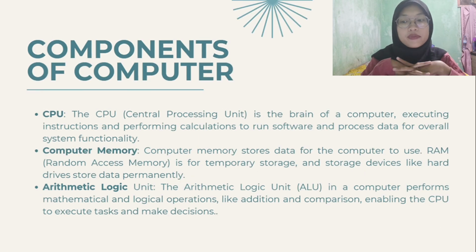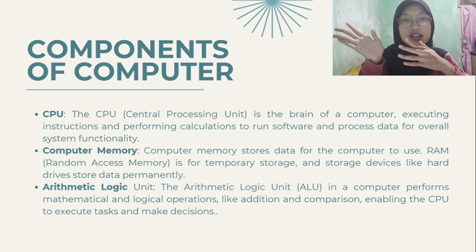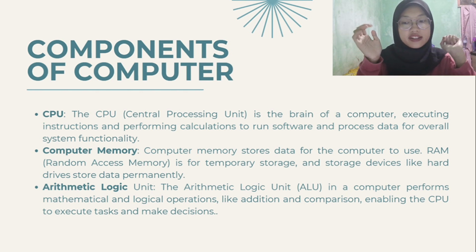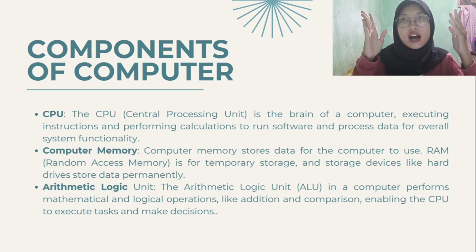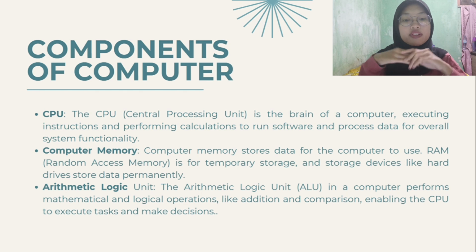Here are the components of a computer. The first one is the CPU. The CPU is the brain of the computer. It executes instructions and performs calculations to run software and process data for overall system functionality. The second one is computer memory. Computer memory is also called RAM, or random access memory, for temporary storage, and storage devices like hard drives store data permanently.